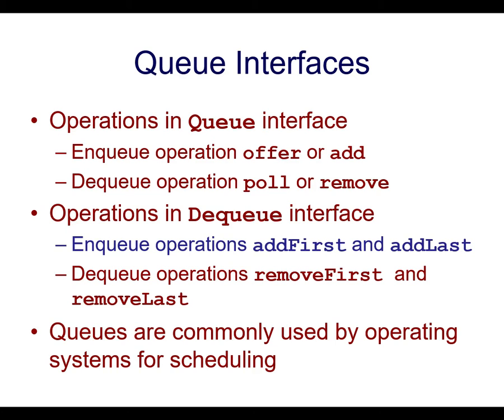Like the first queue interface, it also has offerFirst and offerLast methods. There are also two dequeue operations which are implemented by the methods removeFirst and removeLast, which remove an element from the front and back of the queue respectively. This interface also has the corresponding pollFirst and pollLast methods. Although queues can be used for a variety of purposes, one common use is by operating systems for scheduling.